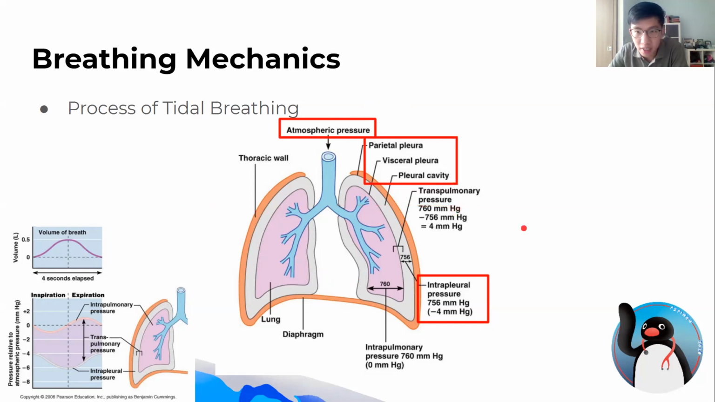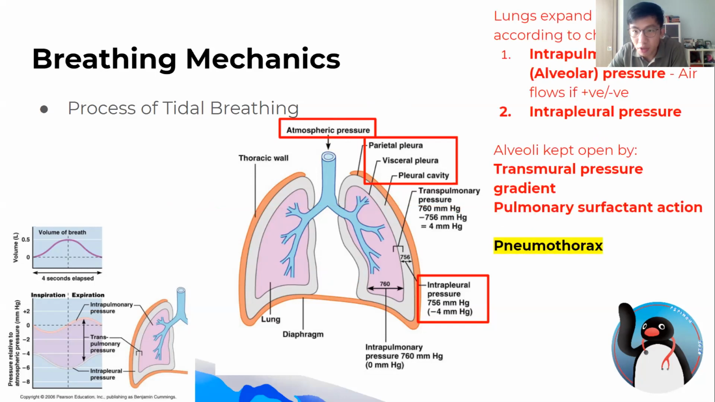All right. So something to take note of is this. This actually came up for Monash exams. Lungs expand and contract according to changes in two pressures. One is the intrapulmonary pressure, and the other is the intrapleural pressure, which I explained before. It's essentially the pressure inside your lungs and the pressure inside the pleural cavity that sucks the lungs to the chest wall. And alveoli can be kept open by the transmural pressure gradient.